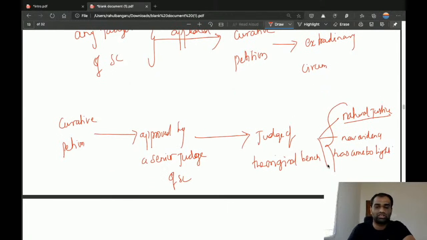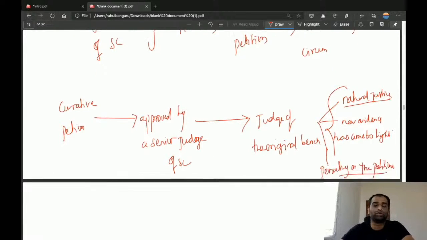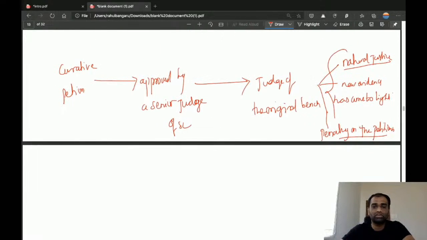Now, if the judge does not feel that this curative petition has enough grounds to be filed, he can impose a penalty on the petitioner for wasting the time of the judges of the Supreme Court. So this is how curative petition will operate.